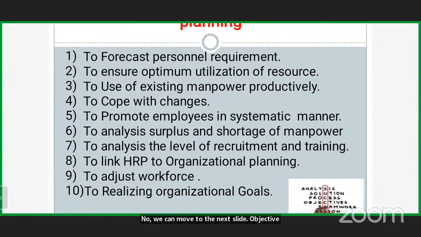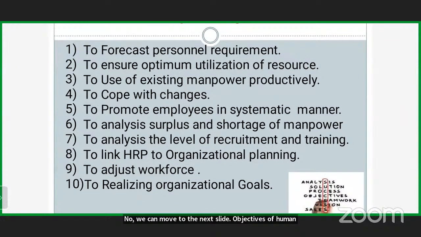Objectives of human resource planning. Now, what are the objectives of human resource planning? We can draw the objectives basically from the definition. We have already discussed many things in the definition, so we will discuss those things in the objectives of human resource planning. Now see, the objective of human resource planning is to forecast human resource requirement.